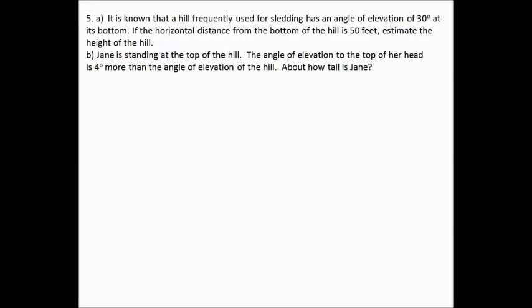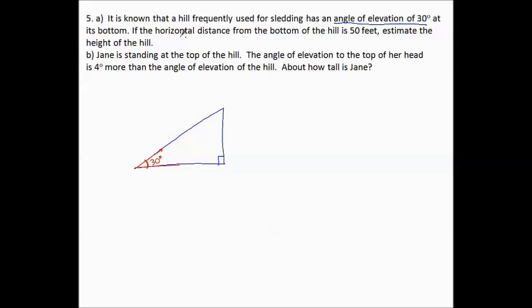One more to explore. It is known that a hill frequently used for sledding has an angle of elevation of 30 degrees at its bottom. Let's start by just sketching that out. So I've got a hill. From the top of the hill to the ground, we assume is vertical, and the ground is always horizontal. So the angle of elevation of 30 degrees from its bottom is, starting with the horizontal, looking up, the angle that's 30 degrees. This angle right here, 30 degrees, angle of elevation.